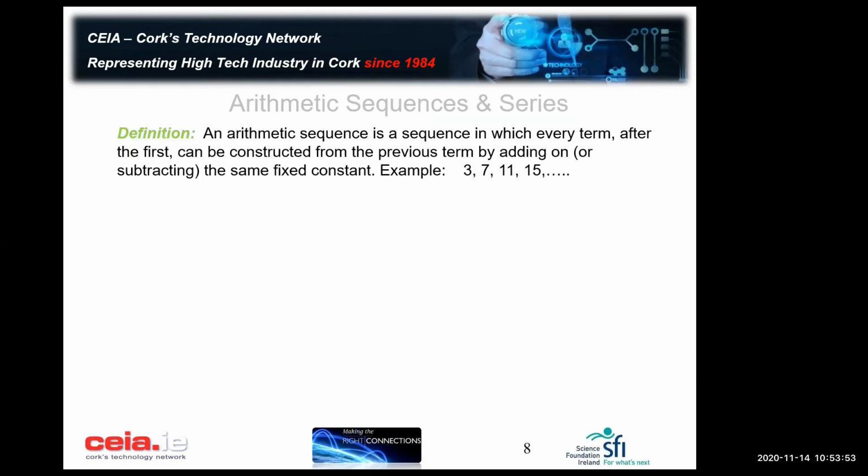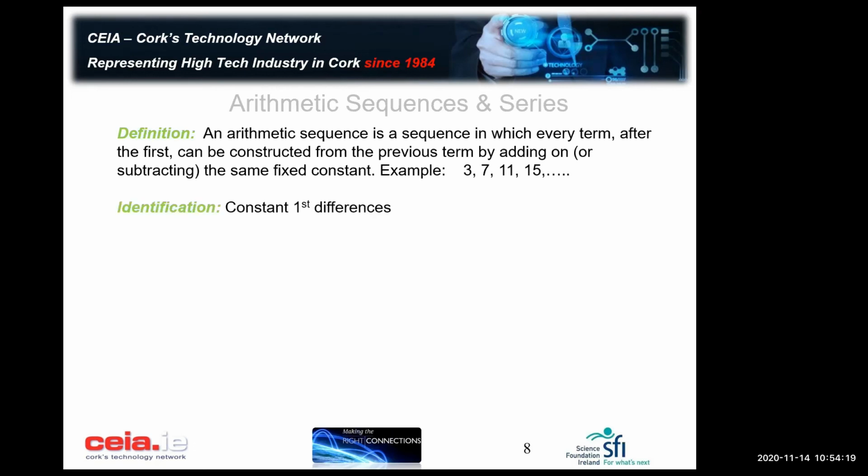So an arithmetic sequence, here's the definition of it. It's a sequence in which every term after the first term can be constructed from the previous term by adding on or subtracting the same fixed constant. Example, the sequence here is 3, 7, 11, 15. So what have we done in that? We've added on 4 onto every single term.